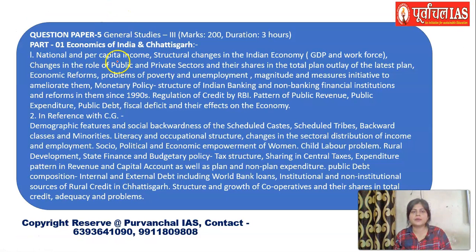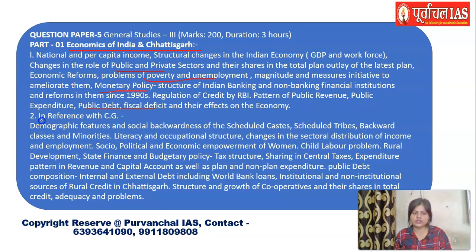Then you have question paper 4, have question paper 5, that is the general studies 3, of which the part 1 is economics of India and Chhattisgarh. So please remember, here also apart from national level, Chhattisgarh is also included. You have to see national per capita income, structural changes in the economy, that is GDP, etc., private and public sector, poverty, unemployment, monetary policy, public debt, fiscal deficit, and etc.